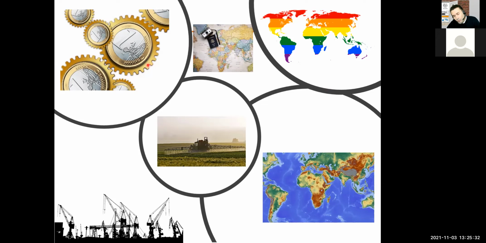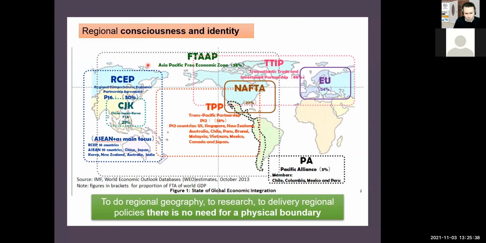So there's an evolution, an understanding of structural changes through time. Everything is part of regional geography. And a take-home message related to the regional consciousness and identity I mentioned at the beginning: to do regional geography is to do research, and to deliver regional policies.